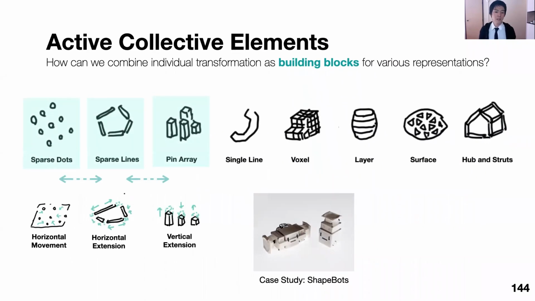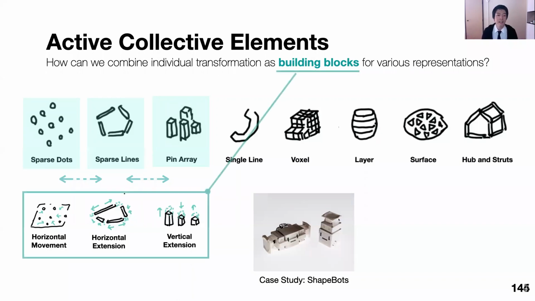As I showed, if we can combine the transformation building blocks, then we can represent the shape not only through sparse dots, but also sparse lines or pin arrays, which is showcased through the shape bots. But this design exploration strategy is not only available for shape bots, we can also combine these transformation building blocks to explore more different ways of representing information.